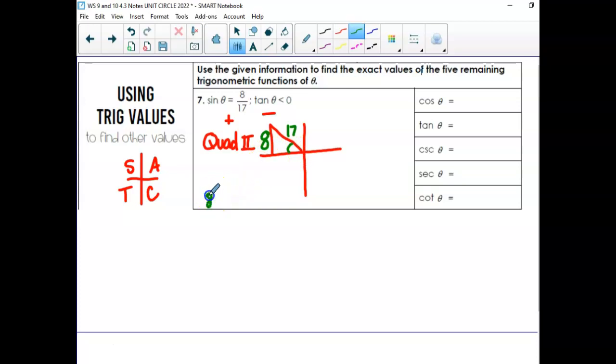All right, this one is nice because when we do leg squared plus missing leg there squared equals hypotenuse squared, I believe we get 225. Someone check me. And when we square root that, we get 15. Am I right?